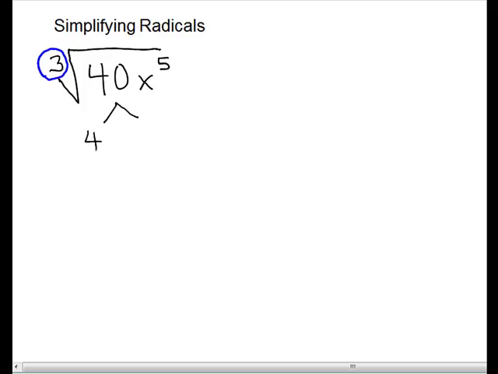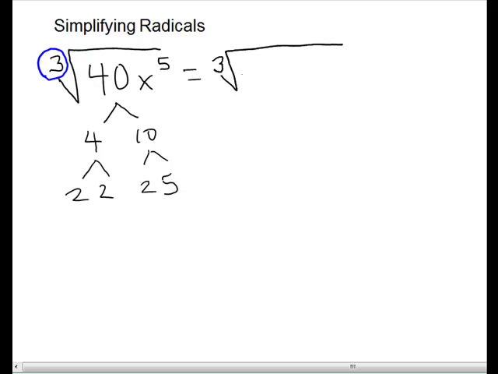So we will break to primes. For 40, we could do 4 times 10. And 4 can do 2 times 2. 10 can do 2 times 5. And then we'll do 5 x's. So we're going to put it back under the radical symbol. Make sure that you keep your index. We have 3 2s, 1 5, and 5 x's.